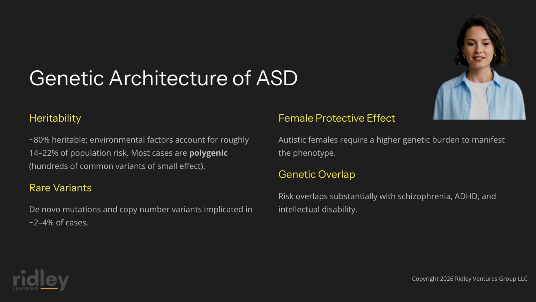This finding is consistent with the female protective effect and with a liability threshold model, which is a statistical framework proposing that a condition manifests only after cumulative risk factors exceed a certain level. In this model, females require a higher genetic burden to manifest an autism phenotype, meaning the observable set of autistic characteristics. Genetic risk for ASD overlaps substantially with risk for schizophrenia, attention deficit/hyperactivity disorder, and intellectual disability, reinforcing the idea that autism sits within a broader neurodevelopmental constellation rather than as an isolated category.